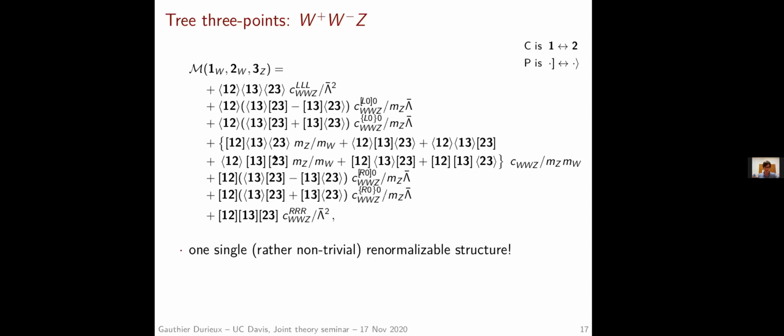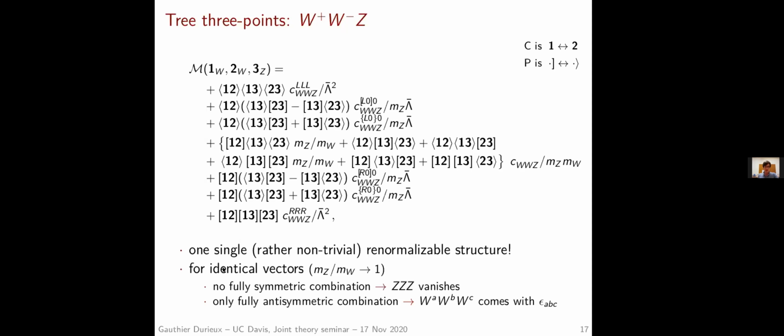You can also specialize this result for identical vectors, taking the masses to be equal, and see that there is no fully symmetric combination in that limit, which means that the triple Z on-shell amplitude vanishes. You also find only fully antisymmetric combinations, which means that the 3W amplitude must have a coefficient proportional to the fully antisymmetric tensor epsilon ABC, and here we recover the SU(2) gauge structure.